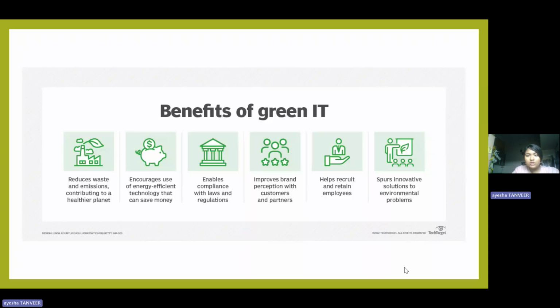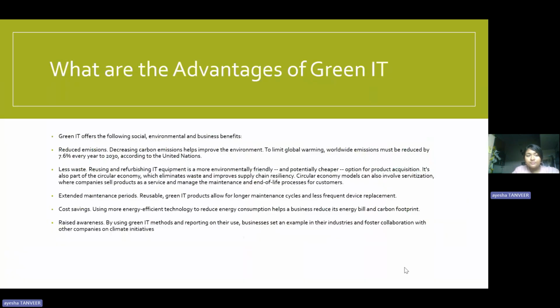What are the advantages of green IT? Basically, green IT offers the following social, environmental, and business benefits. Reduce emissions. Decreasing carbon emissions helps improve the environment. To limit global warming, worldwide emissions must be reduced by 7.6% every year to 2030, according to the United Nations.